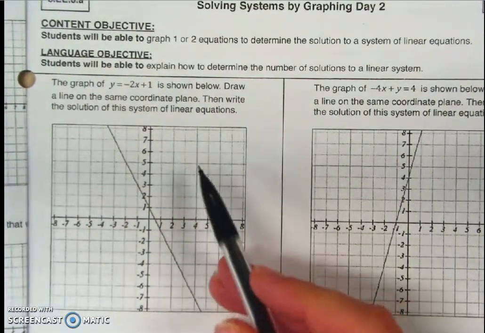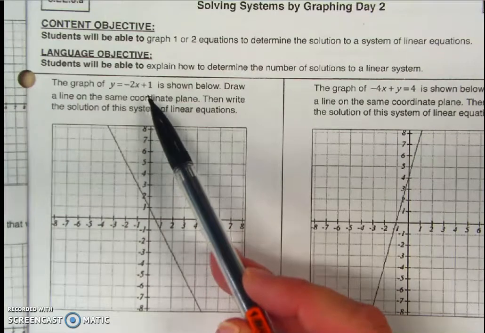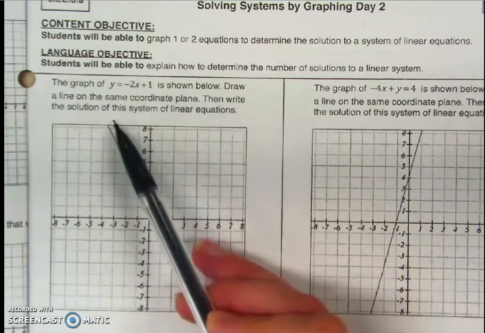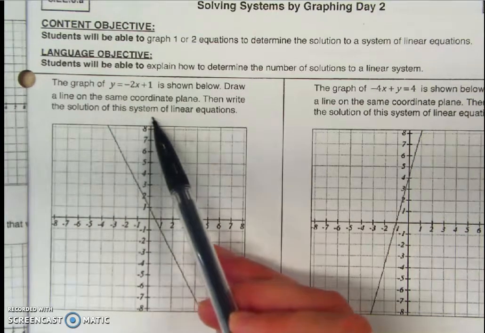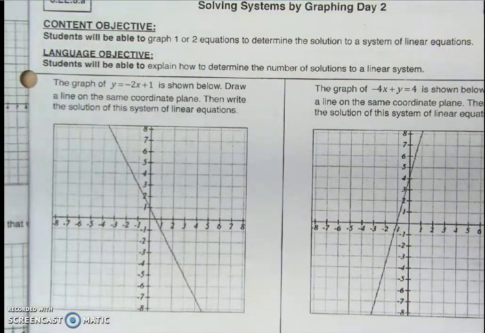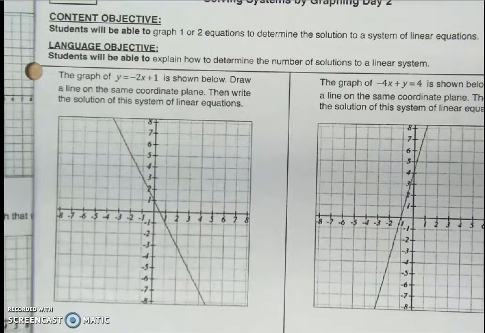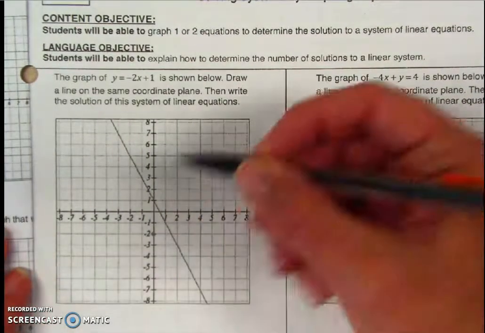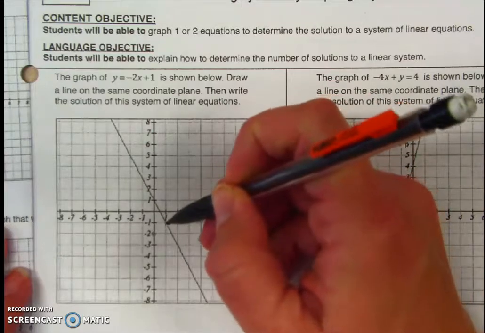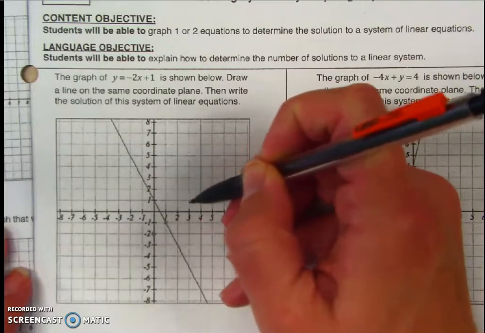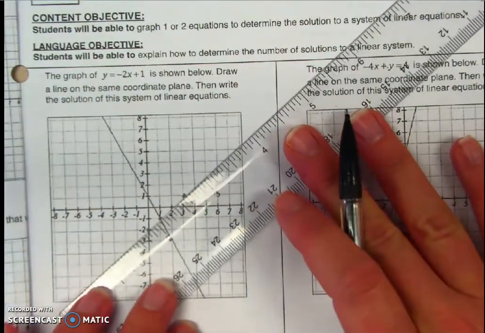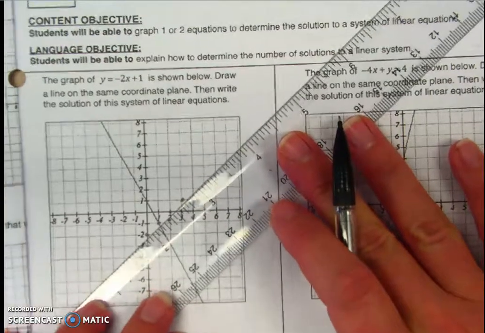It says the graph of y equals negative 2x plus 1 is shown below. Draw a line on the same coordinate plane, then write the solution of this system of linear equations. All right, so we get to draw whatever other line we want. So let's start at negative 2 and then go up 1, right 1. Up 1, right 1, up 1, right 1. And so that's going to be our second equation, our second graph. So I'm going to go ahead and draw in my line from there.